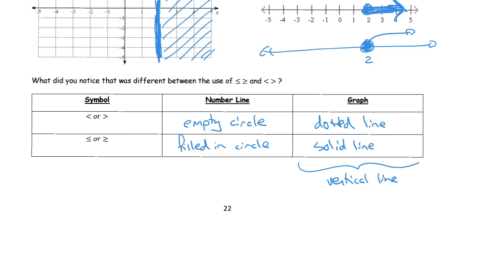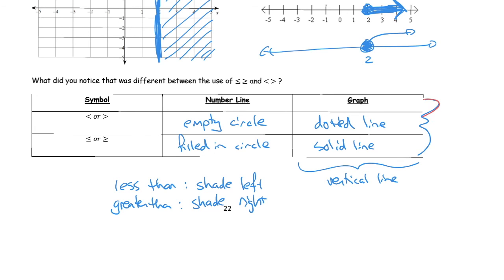So I think we're going to assume that people understand that when we say less than, we mean left. So less than is shade left. Greater than is shade right. That is consistent with the values and the direction along the x-axis. Smaller numbers are to the left, larger numbers are to the right. So what we really needed to point out here was how to illustrate whether or not that value is included with the group. Are we including that other number here?